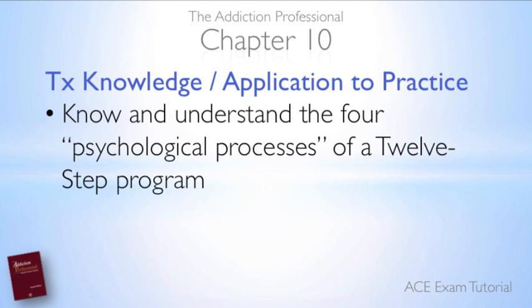Know and understand the 4 psychological processes of a 12-step program, and know what each step is, as well as being able to identify the components of each. For example, if you are asked to identify restitution, you would know that it involves making a list of persons harmed by certain actions, behaviors, or even inaction.